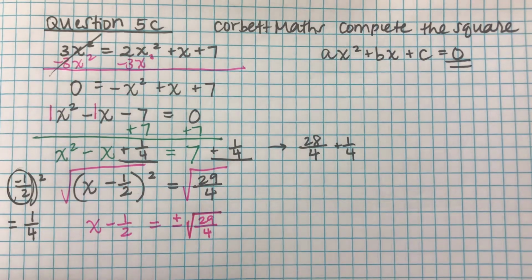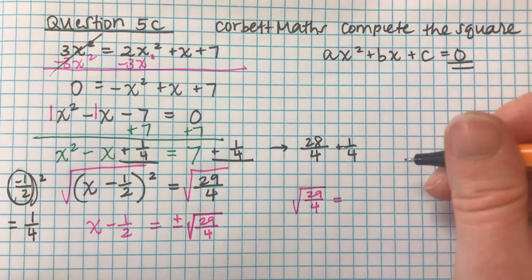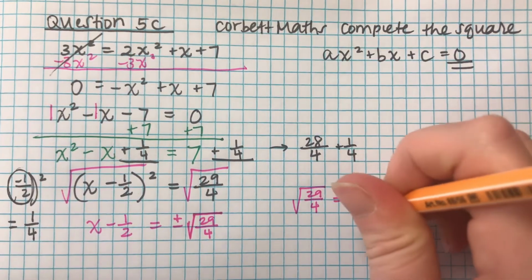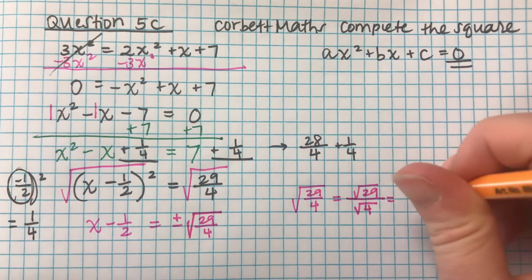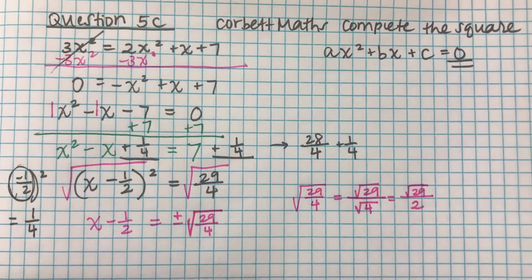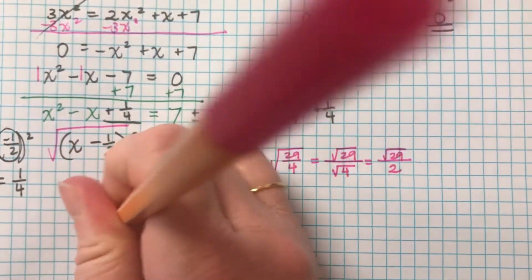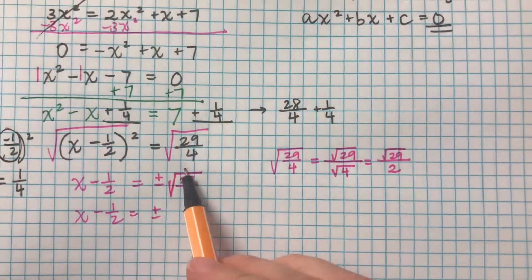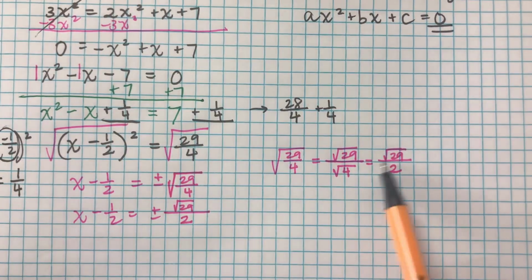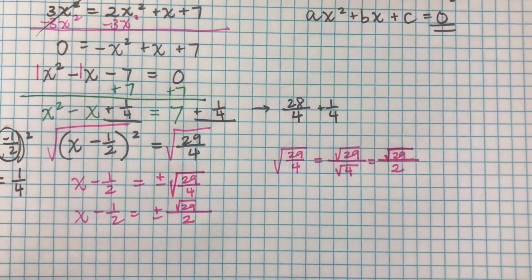Let's take a look at that square root of 29 over 4. I want to simplify this as much as possible, so I'm going to break this up into the square root of 29 over the square root of 4, because the square root of 29 does not simplify. However, the square root of 4 we do know is equal to 2. So I'm going to replace this down here below. So I have x minus 1/2 equals plus or minus the square root of 29 divided by 2. Notice the 2 has now left the square root. The square root is only on the top of our fraction, okay?